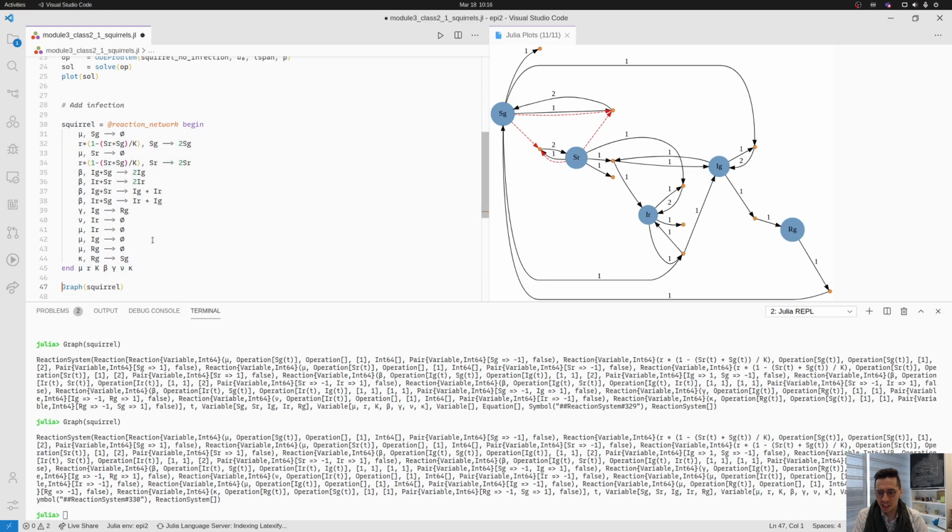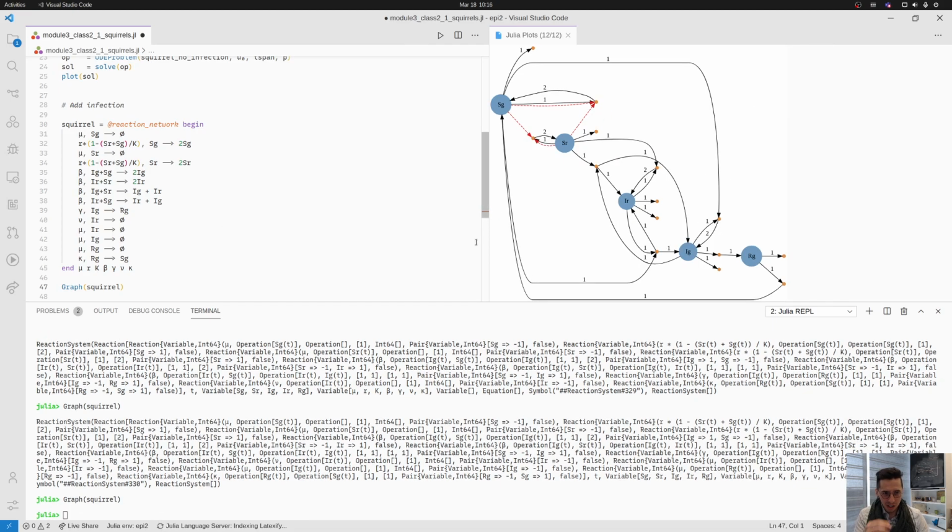Let's run the model again. Let's look at the graph. We have arrows that are leaving every compartment, so that's good. There's two arrows that are leaving the red squirrel infectious compartment. And that's because we have the natural mortality and we have the disease mortality. So that is important.